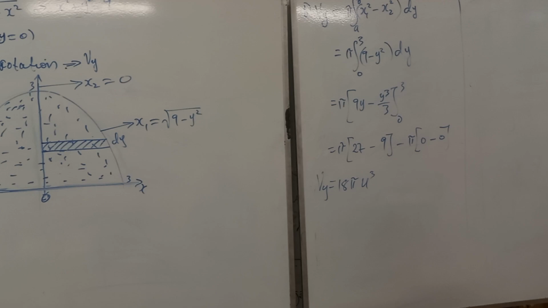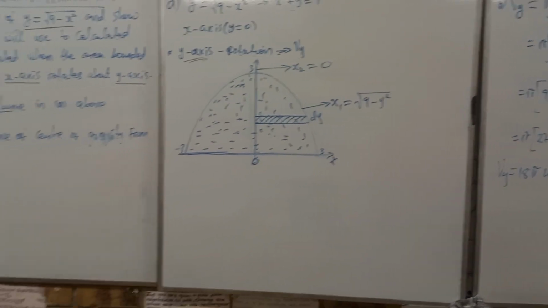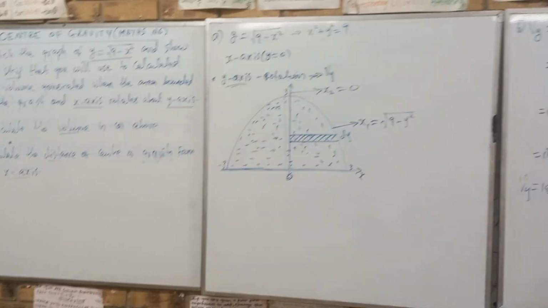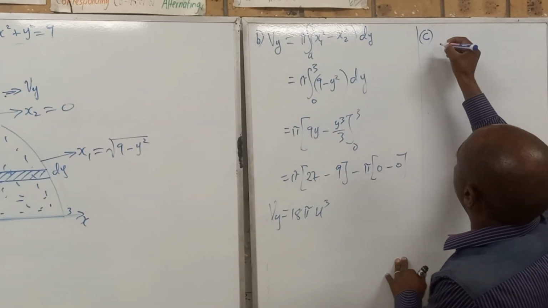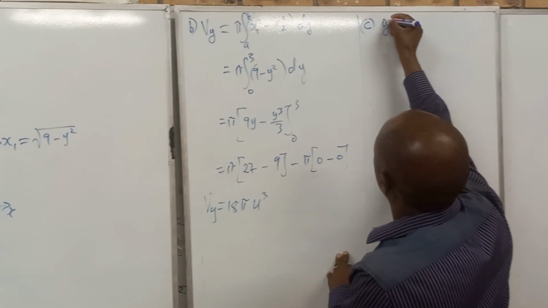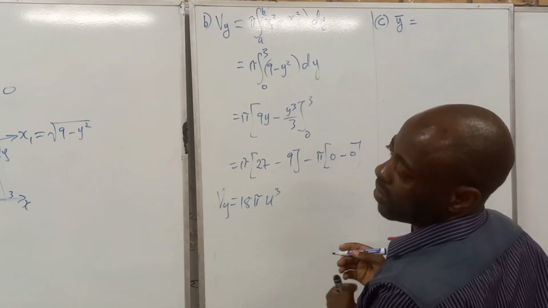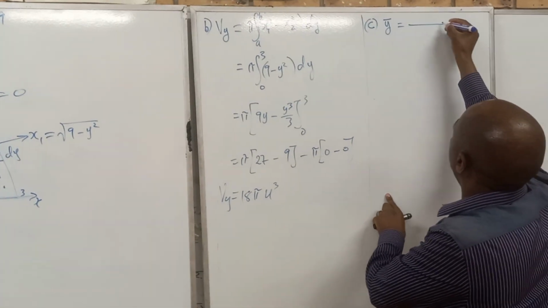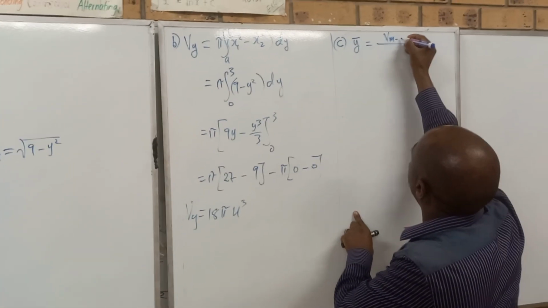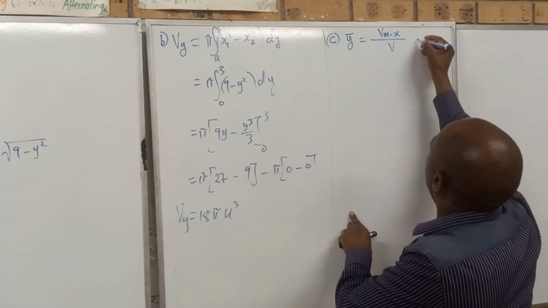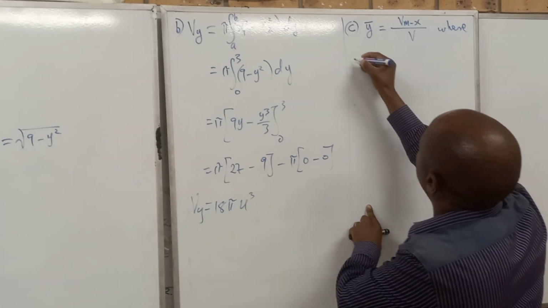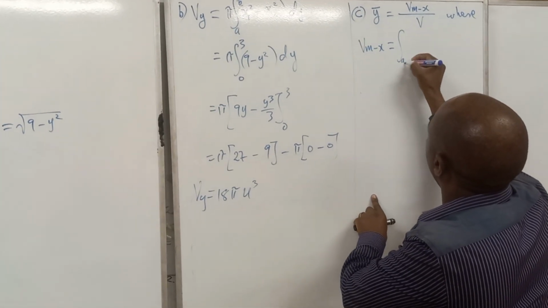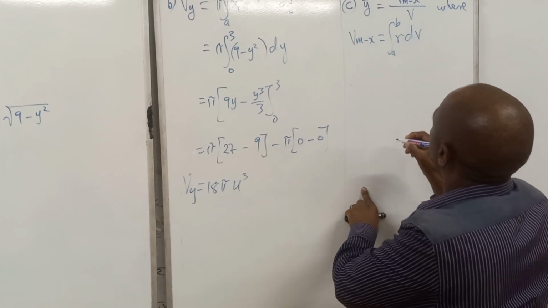So we can now go to the C part, which says calculate the distance of the center of gravity from the x-axis. That is the definition of the y-ordinate of the center of gravity. On page 5 of the N6 formula sheet, that is defined as the volume moment about x over the volume, where the volume moment about x is also defined on page 5 as the integral from a to b of r dv.